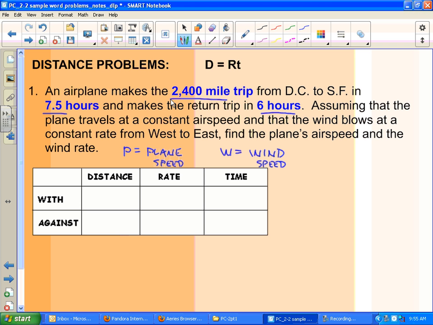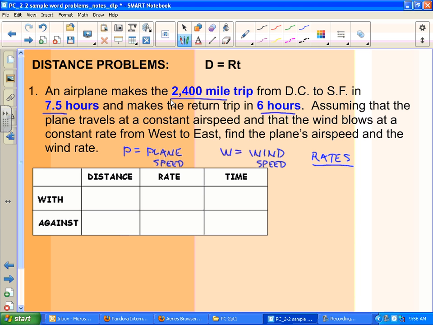So what are we looking for? Are we looking for a D, an R, or a T? Is it a distance we're looking for, a rate we're looking for, or a time? We're looking for a rate. We're looking for a speed, so we're looking for R's right here. These are rates. All right, so again, it's helpful to do the table. You don't have to do the tables, but I think it's probably helpful for us.